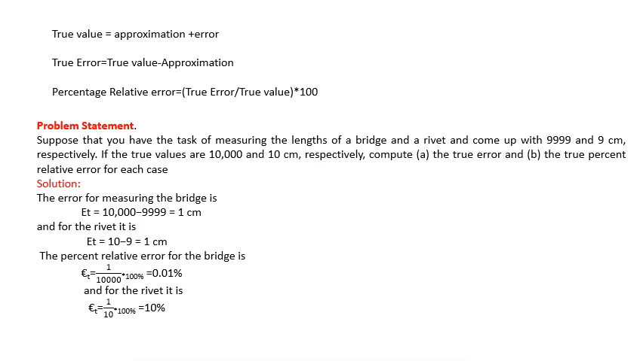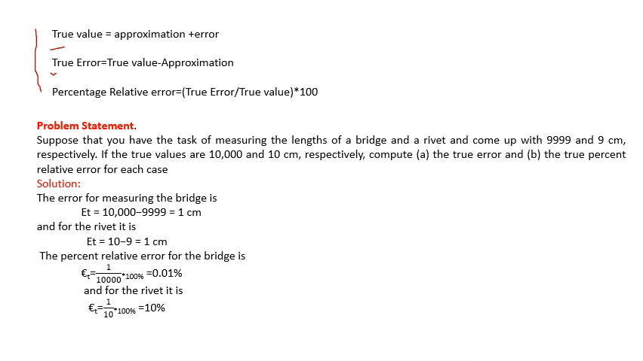The formula is: true value is equal to approximation plus error. So true error will be equal to true value minus approximation. The percentage relative error is given by true error upon true value multiplied by 100. All these formulas you already learnt in your physics. So let us have a problem.